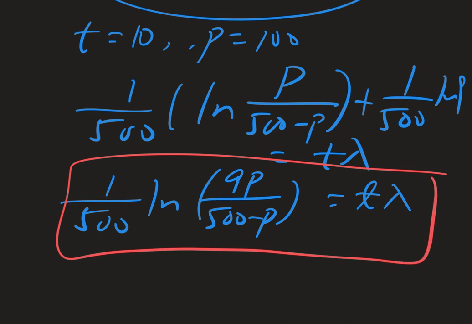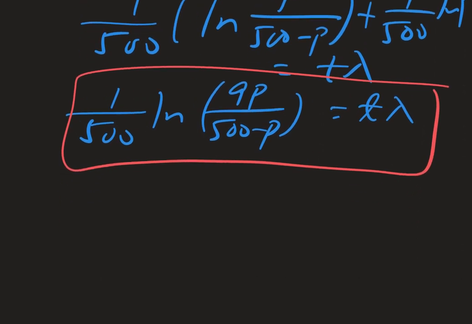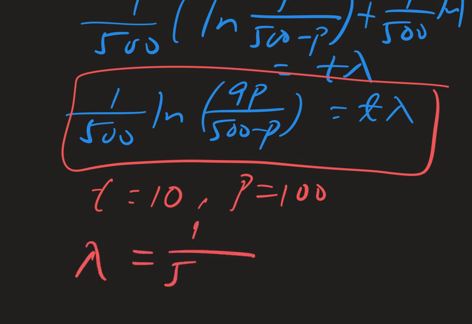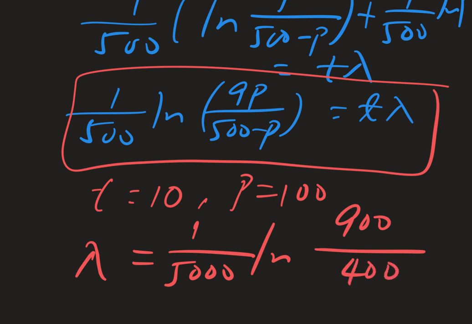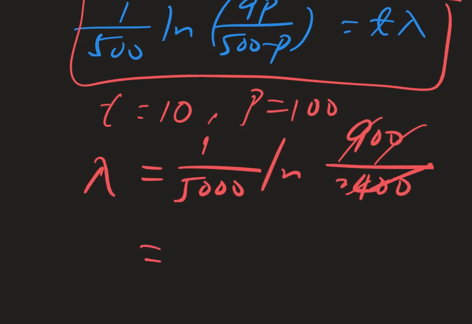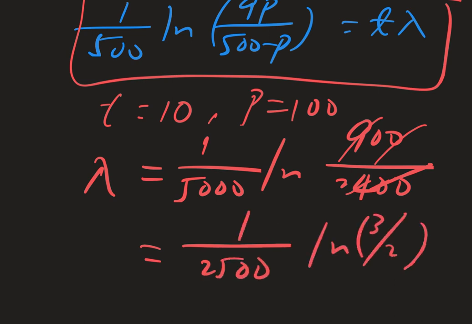So this is the equation we are getting. But when t equals 10, p equals 100, so we need to do this sum. So lambda will be equal to 5000 ln 900 divided by 400, correct? So nothing to cancel, this is 2, so it becomes 2500 ln 3 over 2. Okay, so this is your lambda.